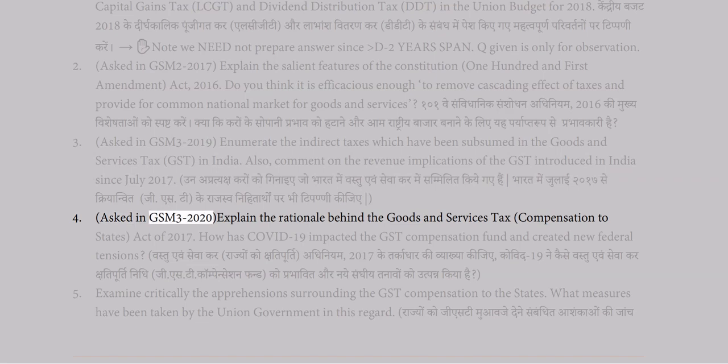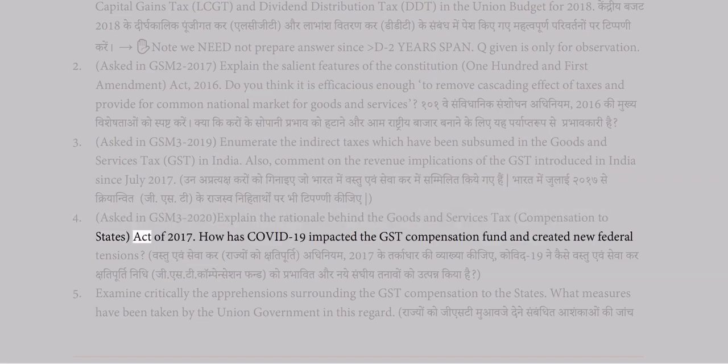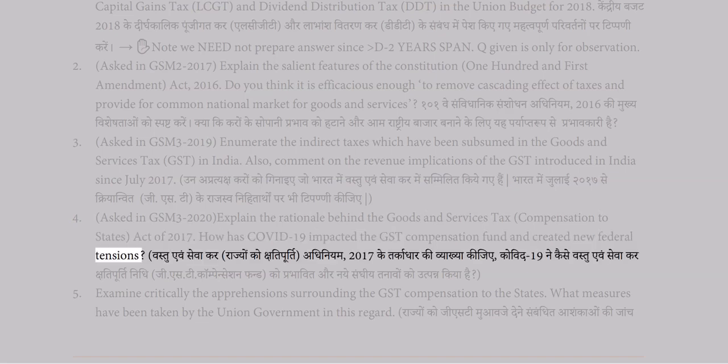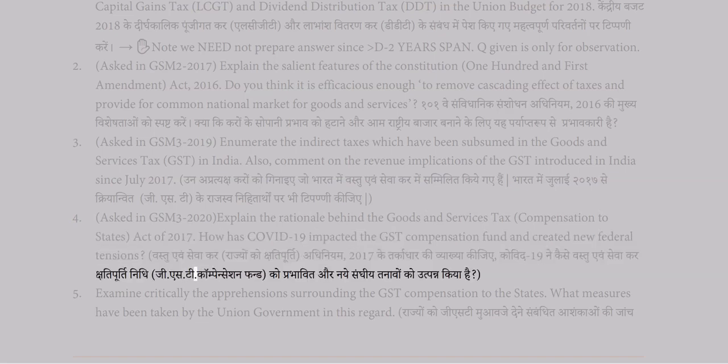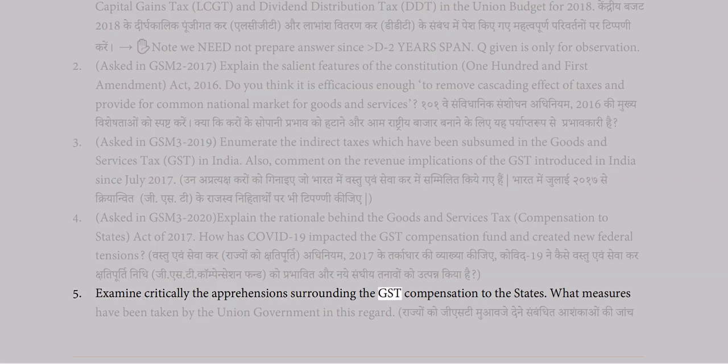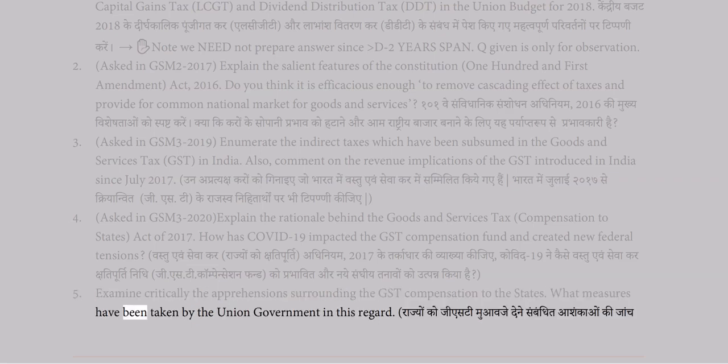4. Asked in GSM 3-2020: explain the rationale behind the Goods and Services Tax (Compensation to States) Act of 2017. How has COVID-19 impacted the GST compensation fund and created new federal tensions? 5. Examine critically the apprehensions surrounding the GST compensation to the states. What measures have been taken by the union government in this regard?